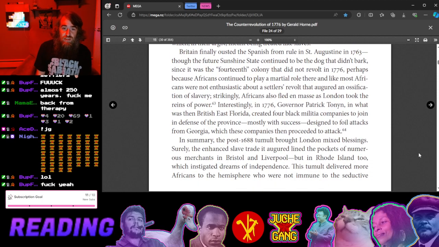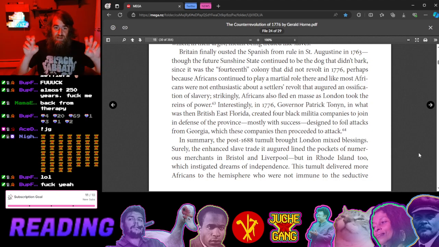Britain finally ousted the Spanish from rule in St. Augustine in 1763, though the future Sunshine State continued to be the dog that didn't bark, since it was the 14th colony that did not revolt in 1776, perhaps because Africans continued to play a martial role there, and like most Africans, were not enthusiastic about a settlers' revolt that augured an obfuscation of slavery. Strikingly, Africans also fled en masse as London took the reins of power.